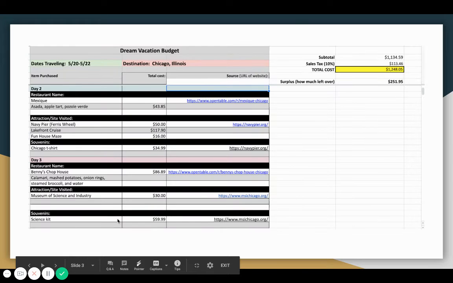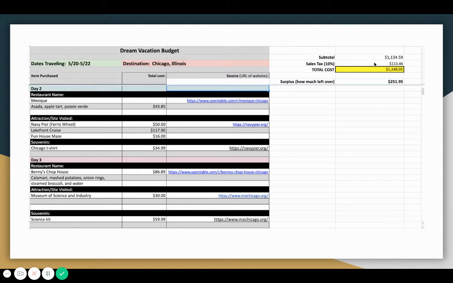On the second screenshot, then, you can see it includes day 2, day 3, and then on the right-hand side, it will include your subtotal, your tax, the total cost, and how much money you had left over, which again would be your surplus.